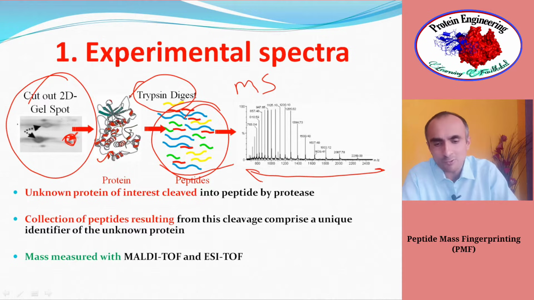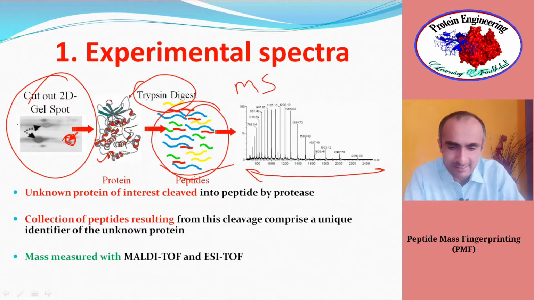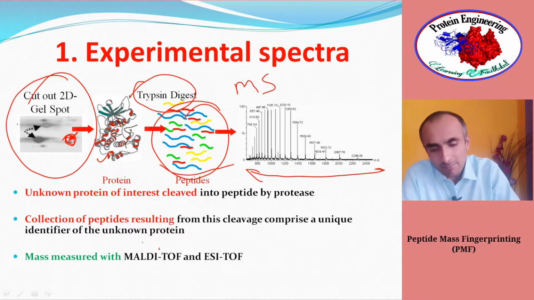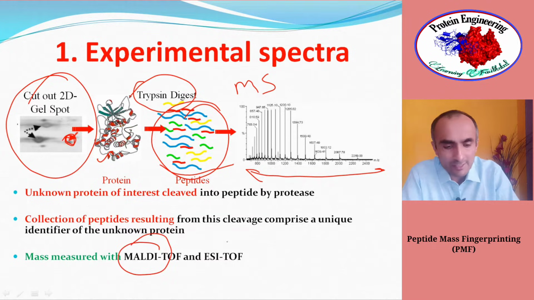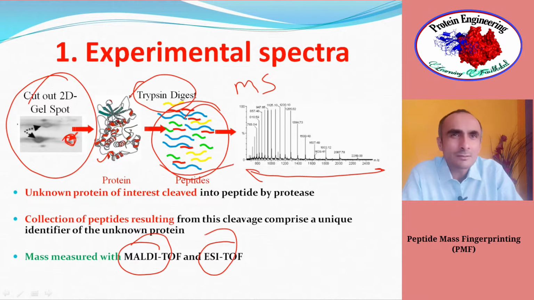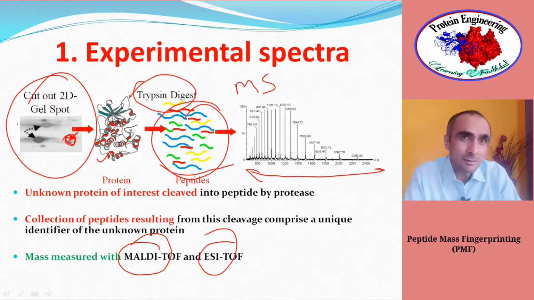So the unknown protein of interest is cleaved into peptides, and these peptides are used to produce experimental spectra in a mass spectrometer. And we know from an earlier lecture, MALDI-TOF or ESI-TOF, ESI being electrospray ionization and MALDI being matrix assisted laser desorption ionization, are two very commonly used techniques in proteomics to ionize peptides and proteins.